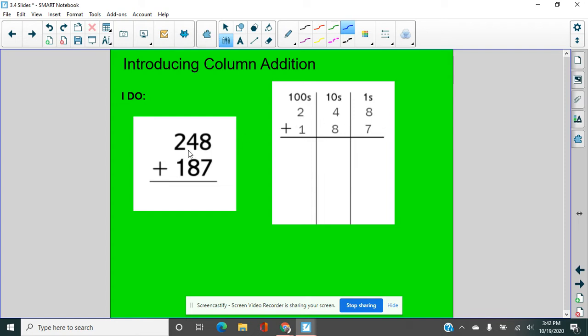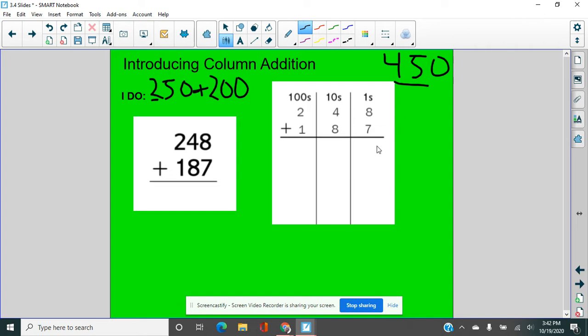Okay, so now 248 plus 187. I'm going to do a little bit of estimating first. For 248, I think 250 would be a good close number. And 187 is pretty close to 200. So if I add two hundreds, I'm expecting to get an answer around 450. If I don't, then I probably made a boo-boo. That's okay, I can fix my boo-boos.